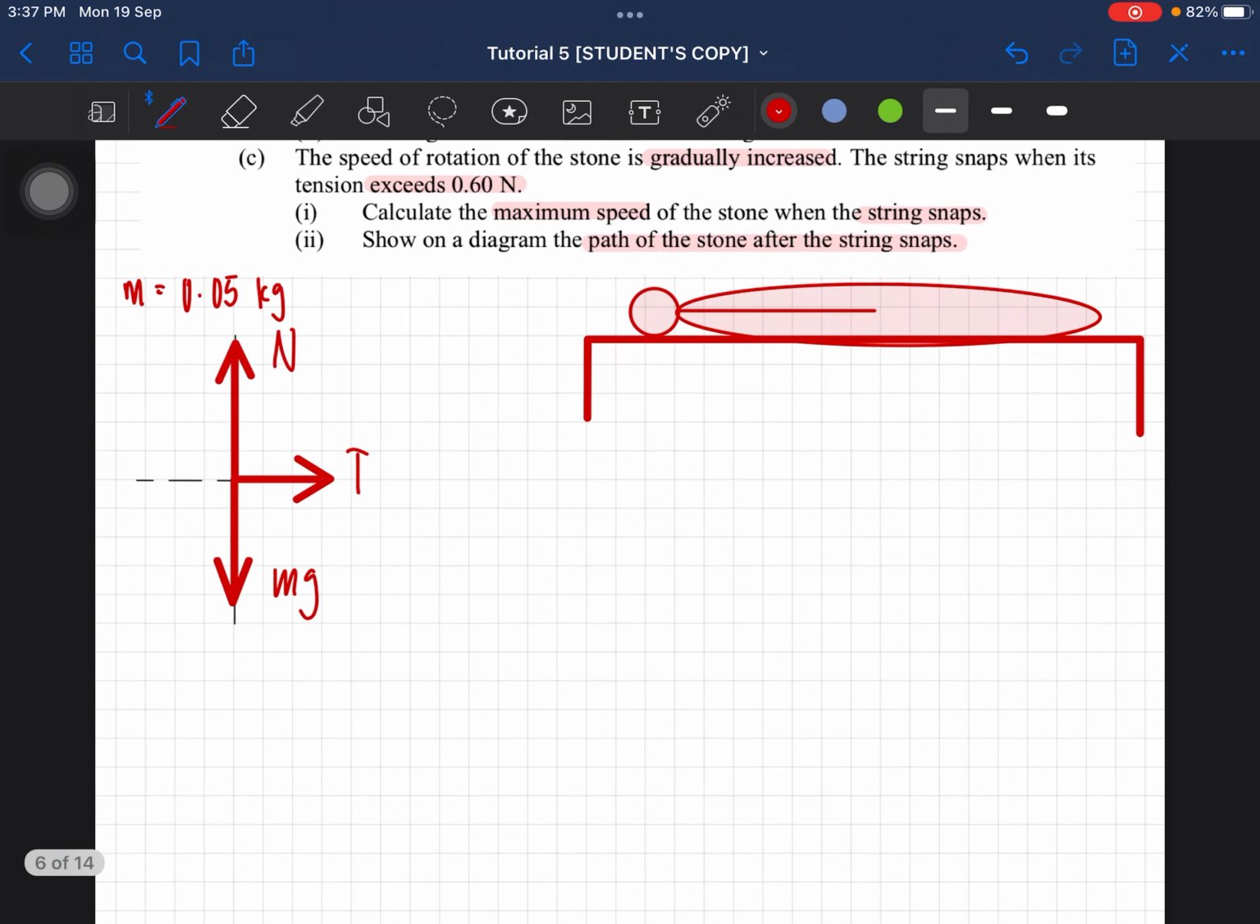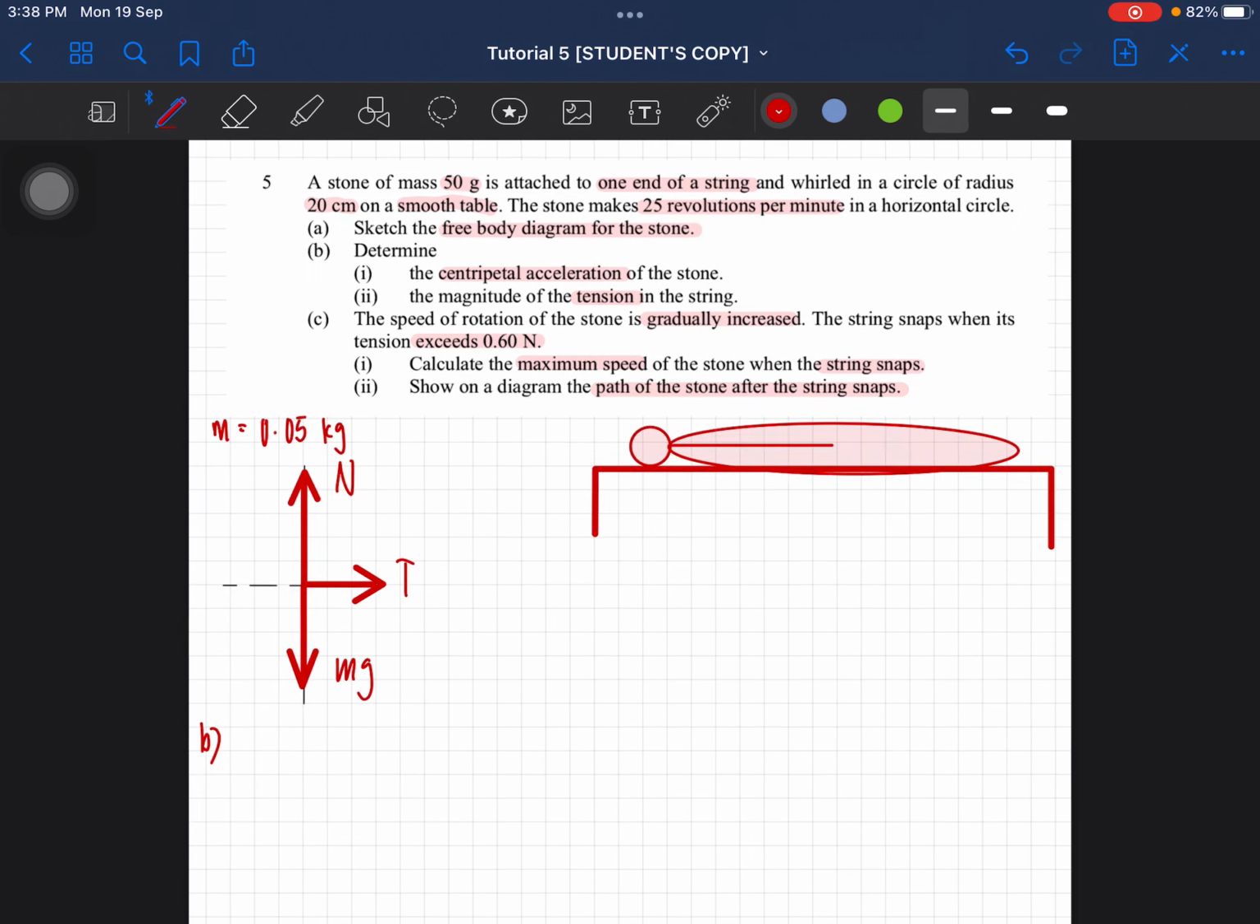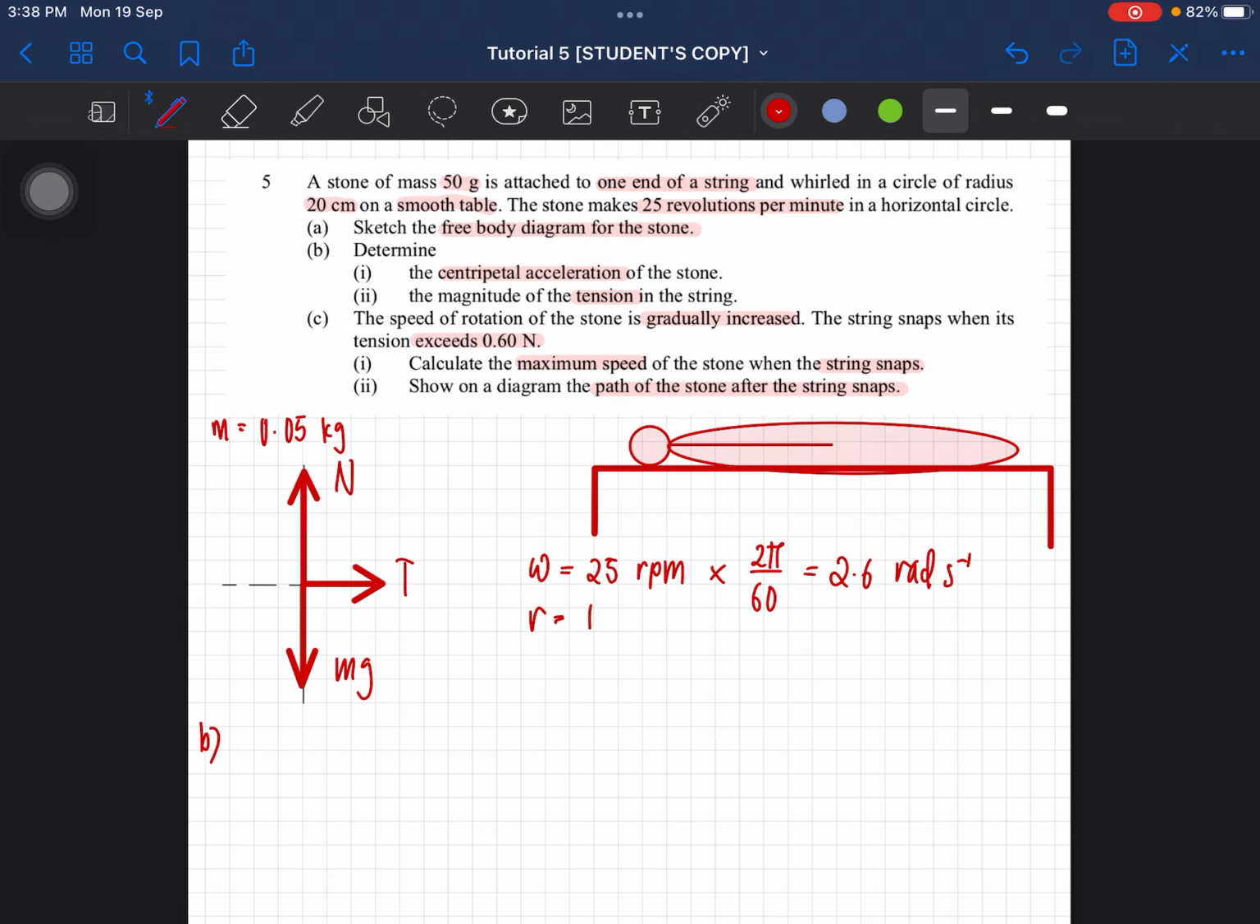Next, we have to determine the centripetal acceleration of the stone. So the centripetal acceleration of the stone, which is a_c, we can calculate directly using a formula. Why can we use the formula directly? Because now it has given us 25 revolutions per minute, which is the omega. We just have to multiply it by 2 pi over 60 so that we get it in radians per second. Next, what else is given? The radius, which is 0.2 meter. This is the information that we have.